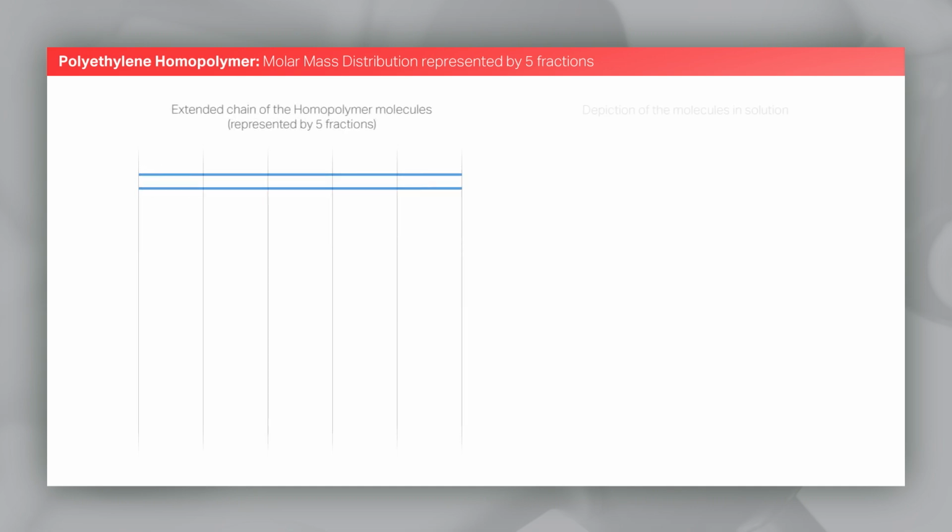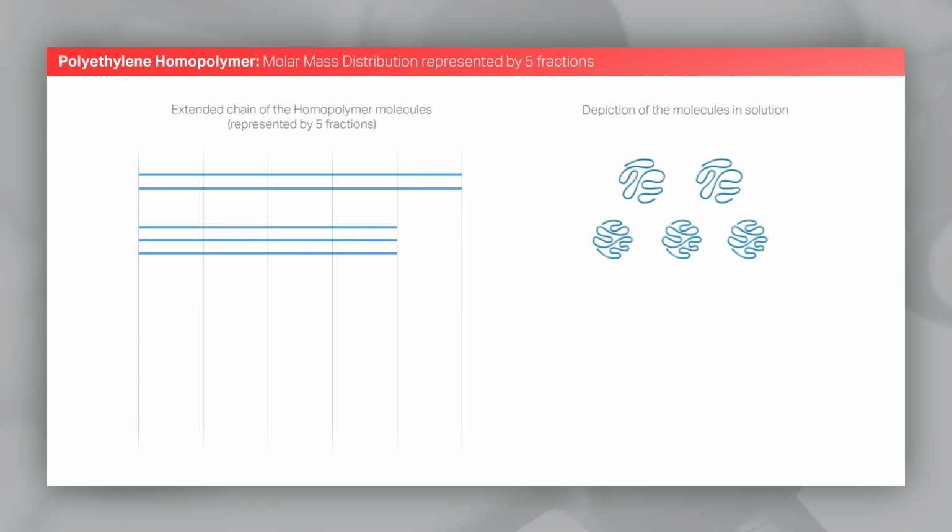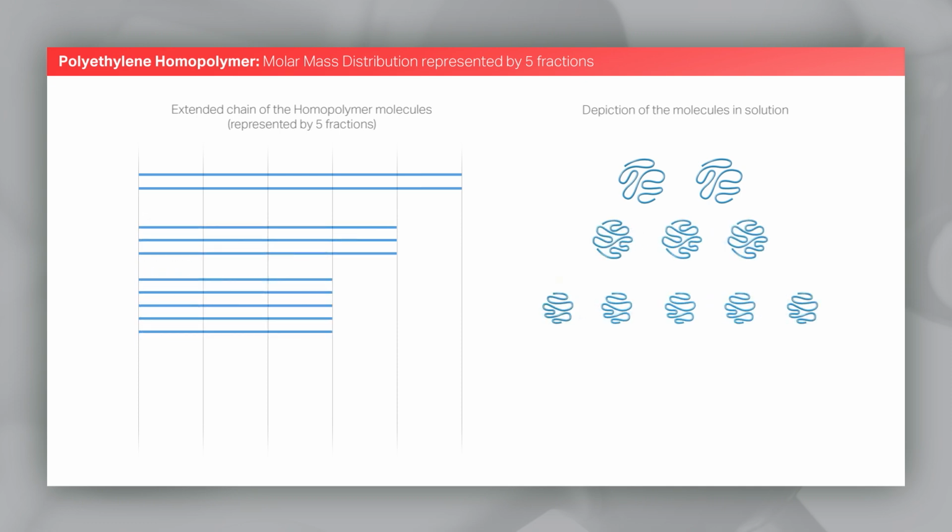For illustration purposes, this is what an extended chain of the homopolymer molecule would look like in 5-unit lengths and also in coil formation.